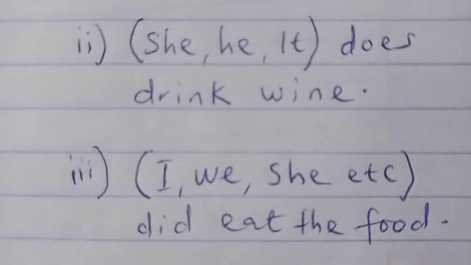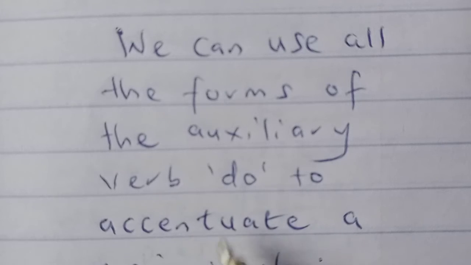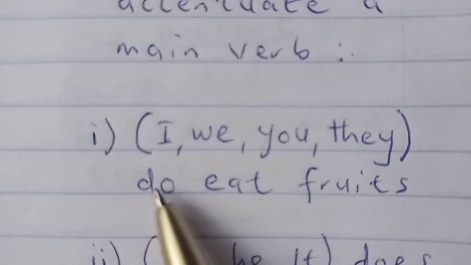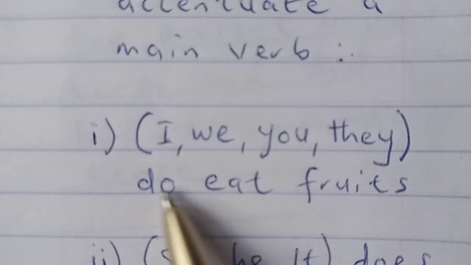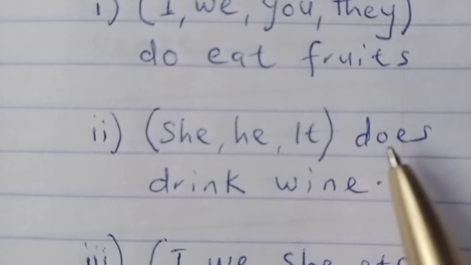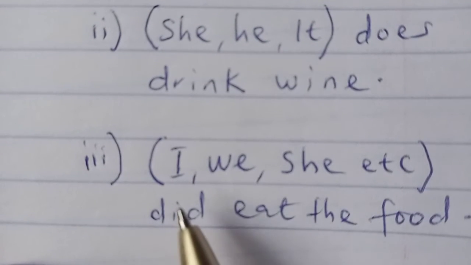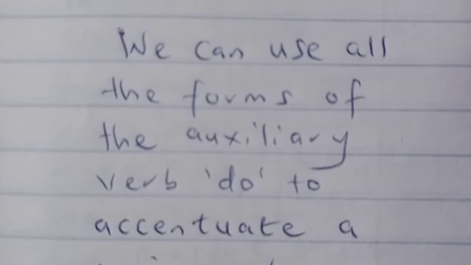Okay, so that is the first example. It shows that the auxiliary verb do can accentuate a main verb. Okay, when it comes before the main verb, it's just to emphasize. You can omit this verb here, but it's coming here to accentuate or to make this main verb more pronounced. So that's the first function of the primary auxiliary verb do. Now let's go to the second function of this verb.